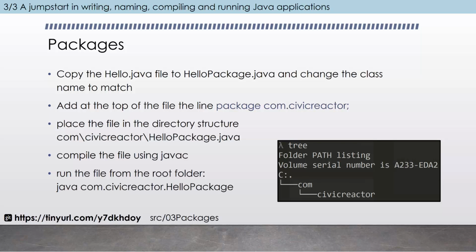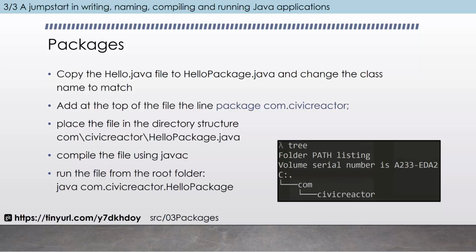So place a line like that at the top, semicolon at the end. And then you need to place the actual file in a directory structure, because Java expects to find this class in a directory structure that matches the package. So you can see on the right hand side I've given the package: the com directory has a civicreactor directory, and then hello package.java will be in that folder. You can compile the file using javac as you did in the same folder, but to actually execute it you're going to have to come up to the root, so you need to be above the com folder.